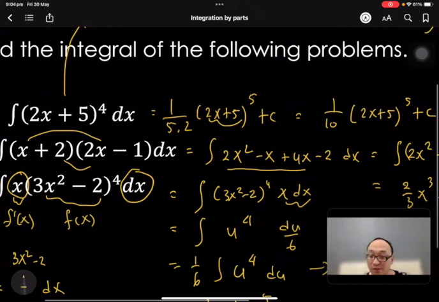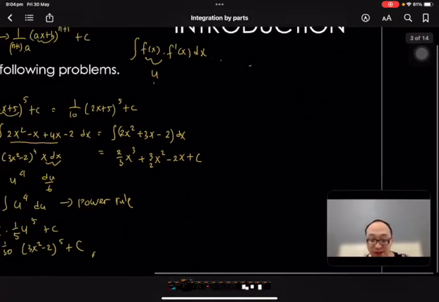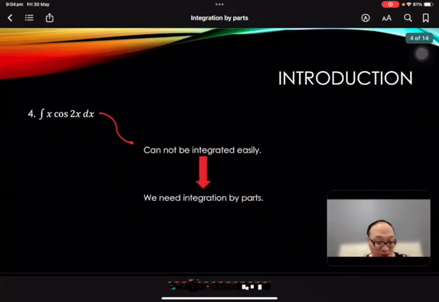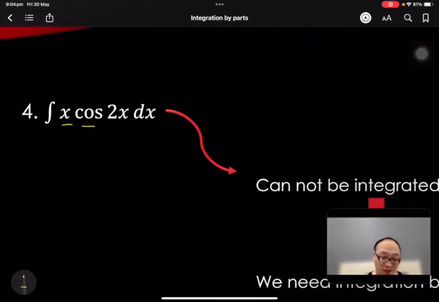But in this question number 4, we cannot expand because x and cos 2x are not expandable. So how do we integrate this? If we see, x is not the derivative of cos 2x, or vice versa. So we cannot use the substitution method here.